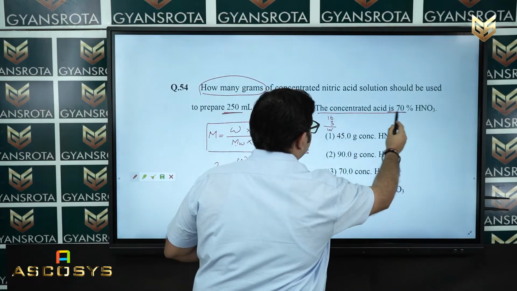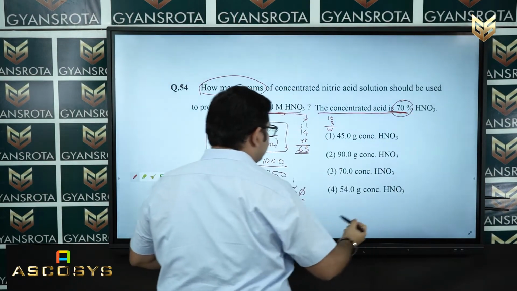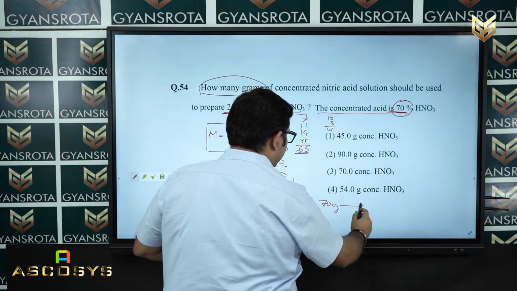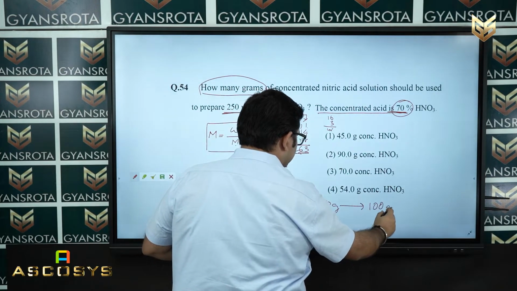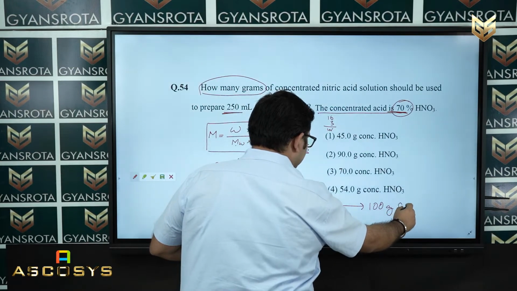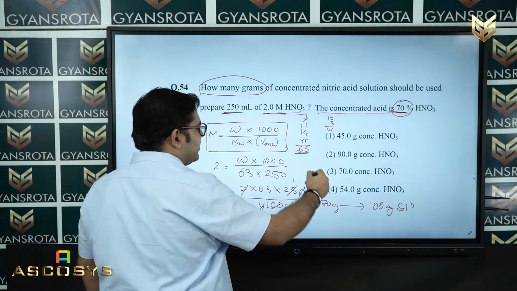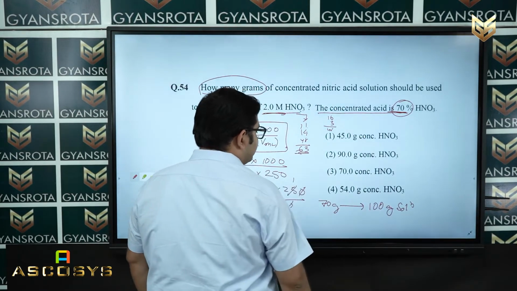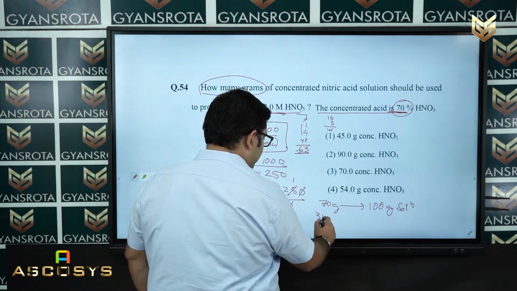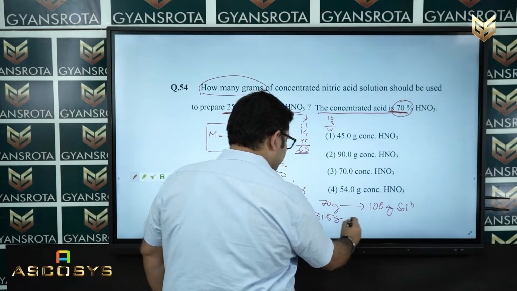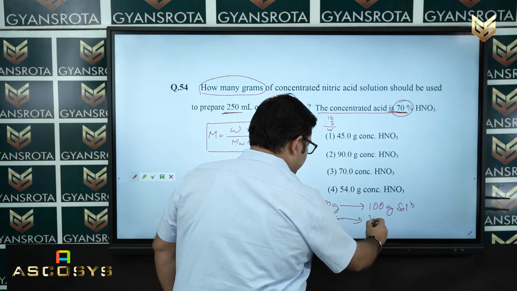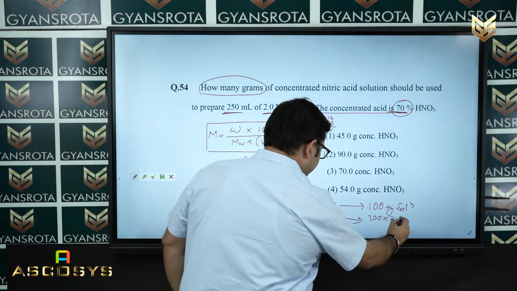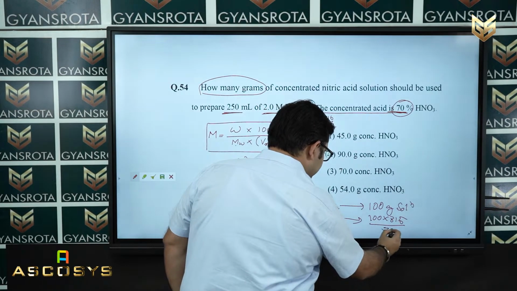concentrated acid is 70%. Okay. What does it mean? Like 70 gram will be present in 100 gram solution. Okay, 70 gram of nitric acid. So 70 gram of nitric acid is present in 100 gram of solution. So 31.5 gram is present in... now we have to find it out: 100 into 31.5 divided by 70. Okay.